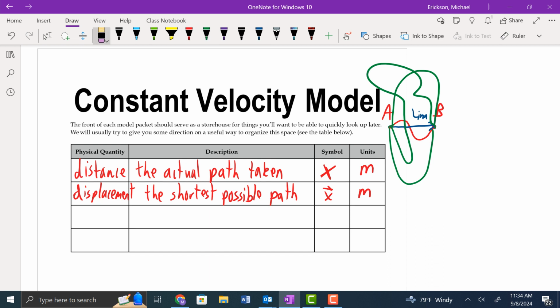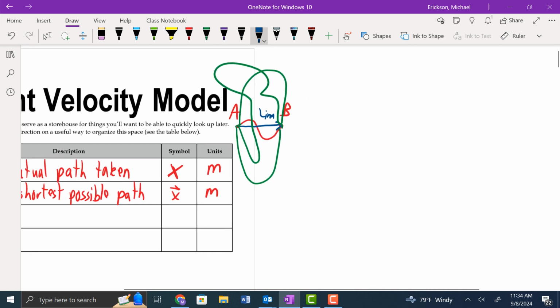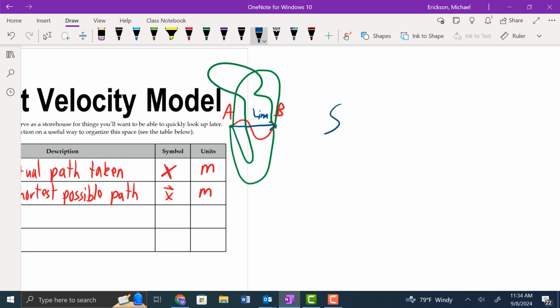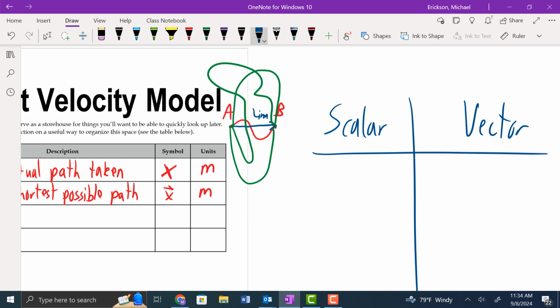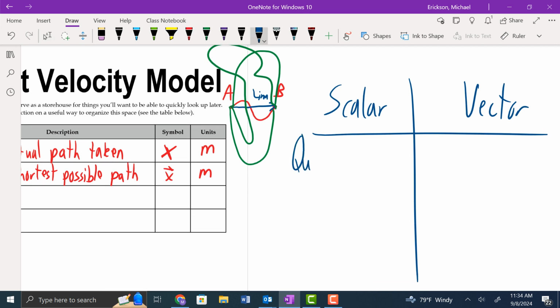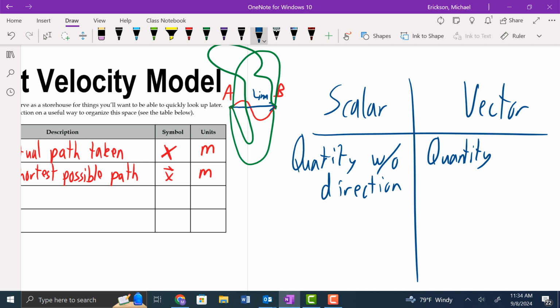I'm going to use this time also to kind of, I mentioned this is something called a vector arrow that's on displacement. So we have two terms I want to bring up, scalar versus vector. All right, a scalar is a quantity without direction. A vector is a quantity, sorry about my handwriting, if you're used to my style, not the best handwriting, quantity with direction.